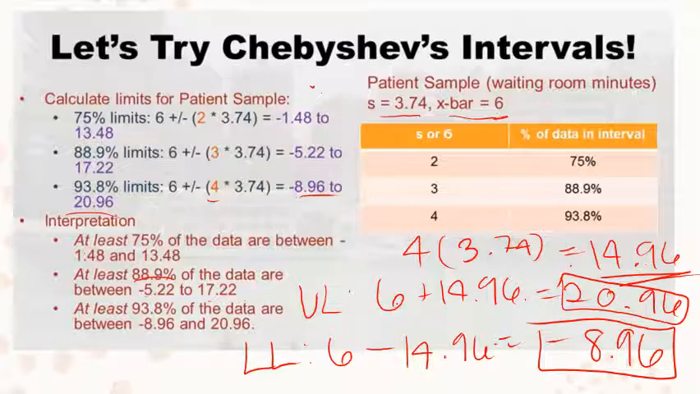All right, so what does that mean? Let's look at our interpretation. At least 93.8% of the data, in waiting room minutes, will fall between negative 8.96 minutes and 20.96 minutes. Okay, so that is what that means. You can obviously apply this to other data sets and other situations, other studies that you guys do, but that is pretty much how this works.